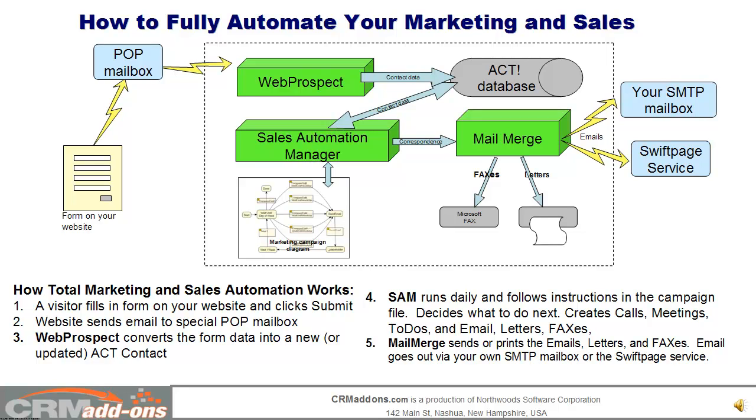You can set up the Sales Automation Manager to run 1 or more times a day. Sales Automation Manager then uses a diagram we call a campaign, which defines your automated process, to see what sequence of steps to put the contact through. It executes this diagram like a program for each contact in the campaign. It can look at contact fields to decide what to do next, and it can schedule calls, meetings, or to-dos, and send any emails, letters, or faxes that the campaign specifies.